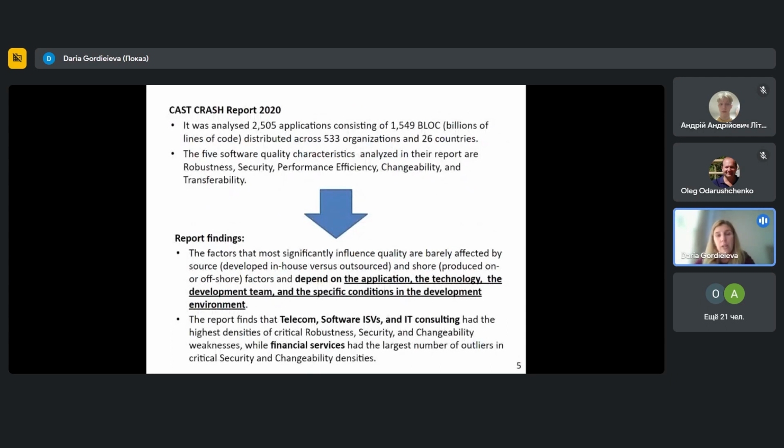The company CAST in its Crash 2020 report analyzed about 2,500 applications to describe the effects of different industrial factors on structural quality of IT applications developed across the globe. They found that while structural quality differed slightly across industry segments, the factors that most significantly influence quality are barely affected by source and shore factors and depend on the applications, technologies, the development team, and the specific conditions in the development environment.